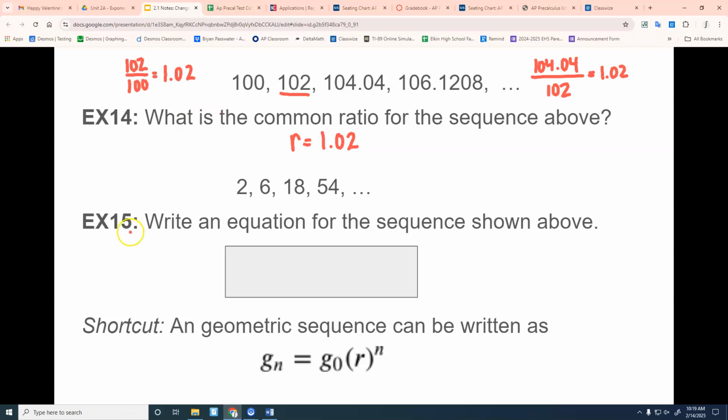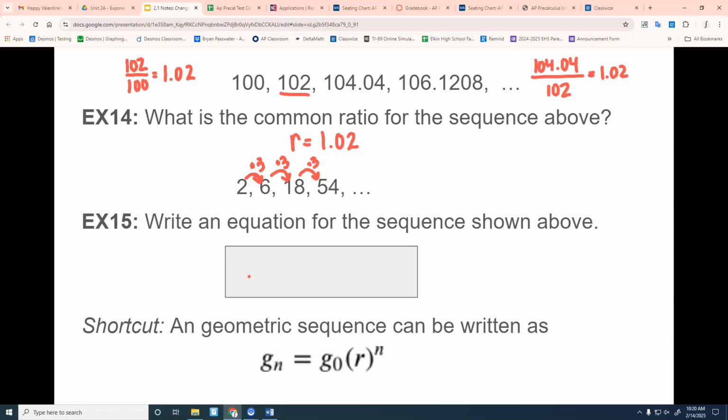All right, 15 asks us to write an equation for the sequence shown above. So in this case, I've got 2, 6, 18, 54. Common ratio is a little easier to find here. What's the common ratio? 3. You are multiplying by 3, right, each time. So you here would multiply by 3, and then multiply by 3, and then multiply by 3.